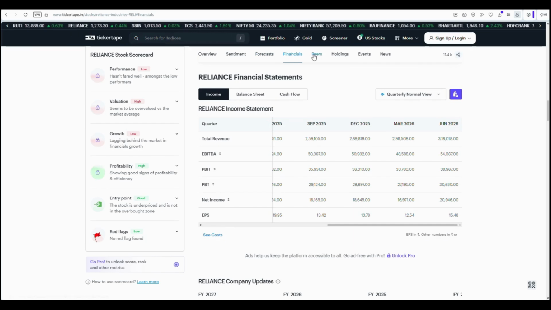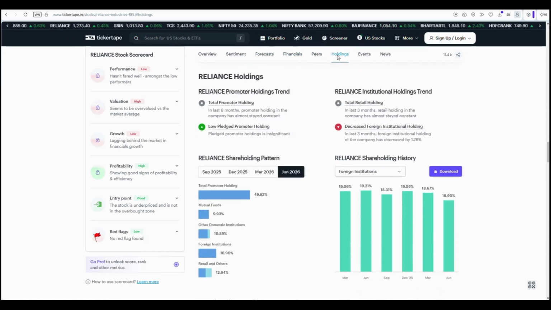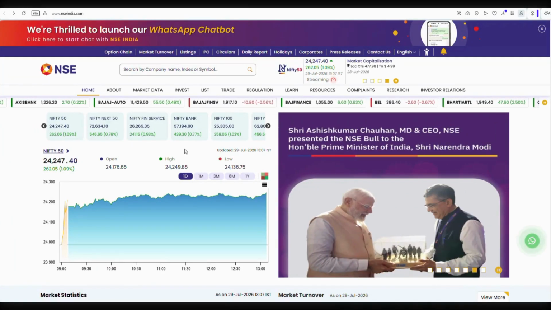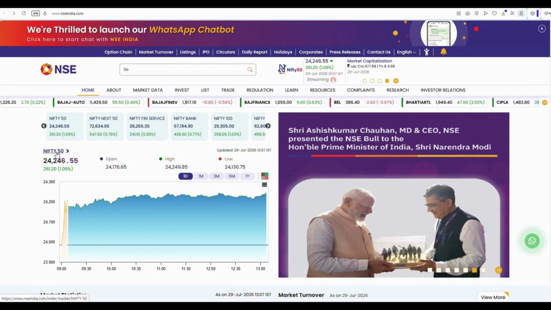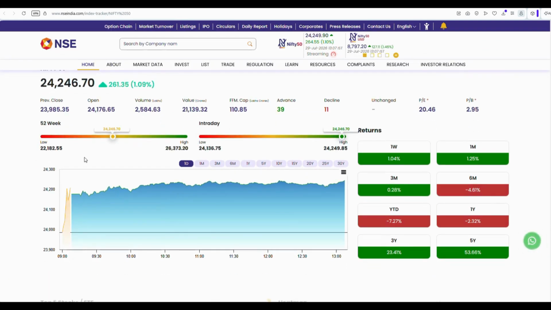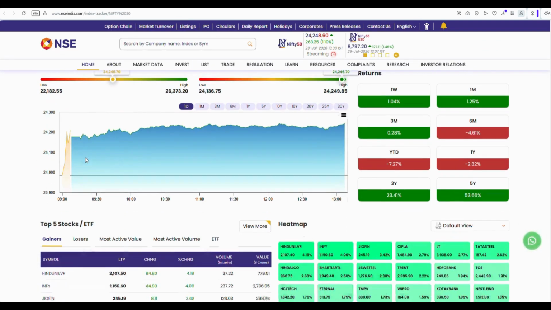Before investing, it's also important to understand what is happening in the overall market. The National Stock Exchange of India provides free market data, including the NIFTY 50 index and the most active stocks. This gives you a better understanding of the current market environment.